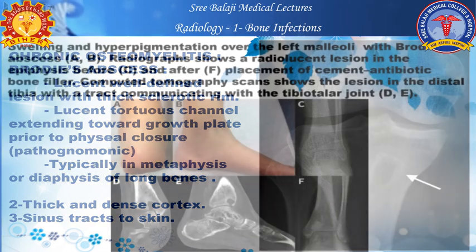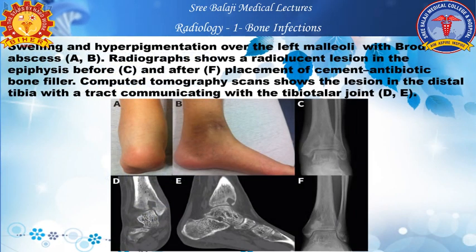Yet another case of Brodie abscess, where the patient presents with soft tissue swelling and skin discoloration over the lateral malleolus, and the X-ray shows a radiolucent bone defect adjacent to the tibiotalar joint. In the CT scan, you are able to see the extension of the epiphyseal abscess into the tibiotalar joint, and the last picture shows the treatment with sclerosing bone cement with antibiotic mixture.